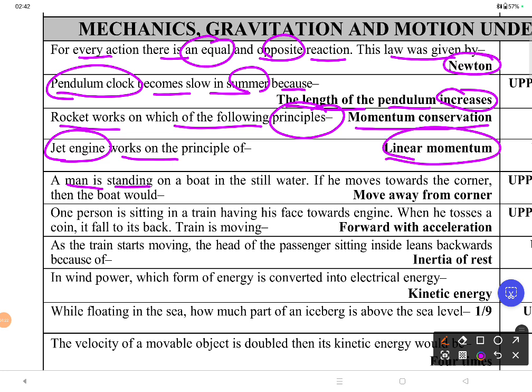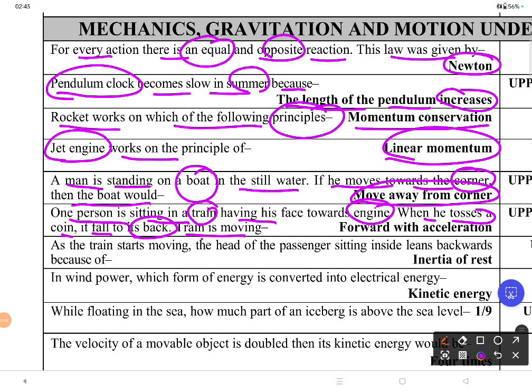A man is standing on a boat in still water. If he moves towards the corner, then the boat would move away from the corner. One person is sitting in a train having his face towards the engine. When he tosses a coin, it falls to his back. The train is moving forward with acceleration. As the train starts moving, the head of the passenger sitting inside leans backwards because of inertia of rest.